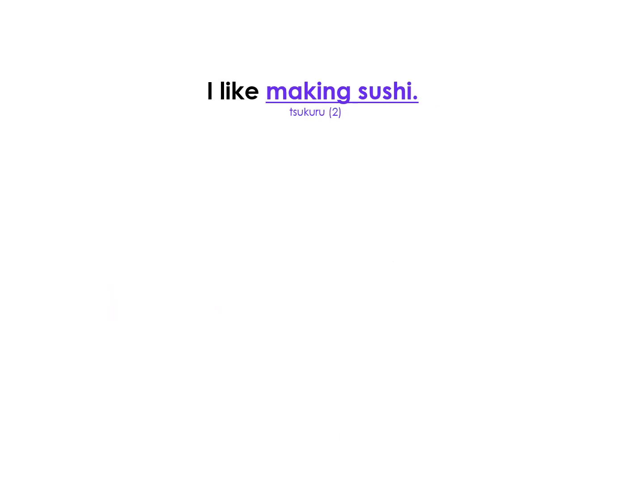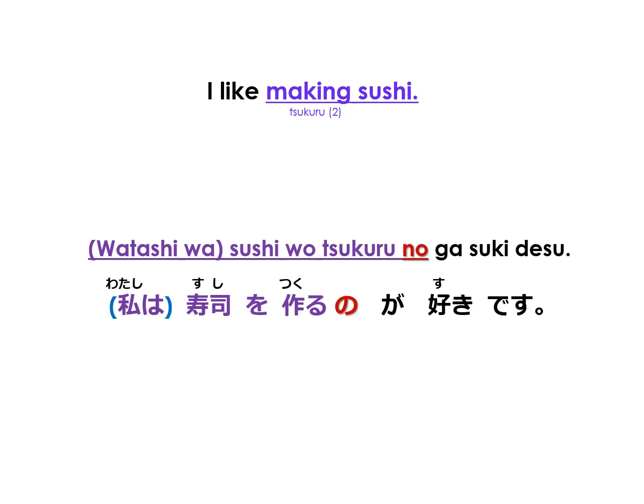Next example, the sentence, "I like making sushi." In Japanese, sushi wo tsukuru no ga suki desu. You may also use koto with less of an emotional connection. Sushi wo tsukuru koto ga suki desu.